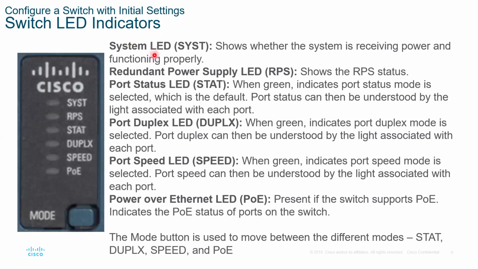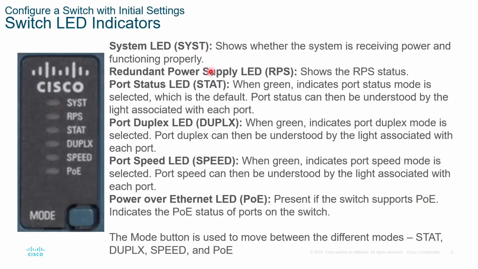Right. First we have the system LED. It shows whether the system is receiving power and functioning properly. For the system light, if it reads off, it means the system is off. Your switch is off. If it reads green, it means your system is on and operating normally. If it reads amber, the system is on, but it's not functioning properly. So we have off, green, and amber.